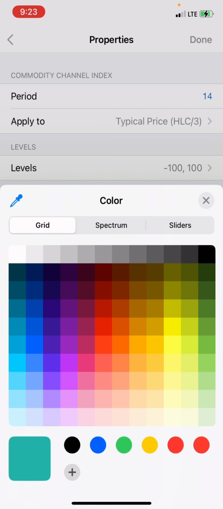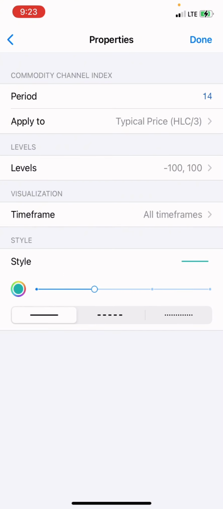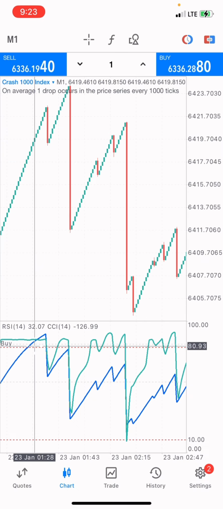Then the style, you can use any color right here. As you can see, I'm using green, right? Then this line, you put it on this first trend line, the straight one. Then you click on done, right?